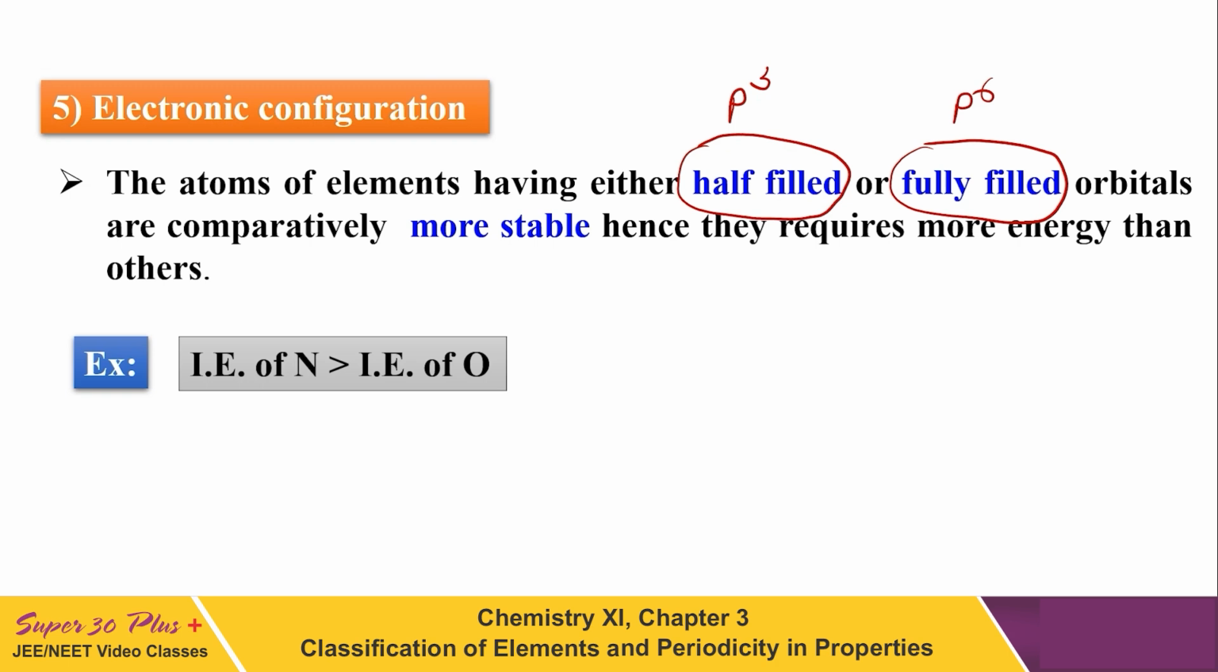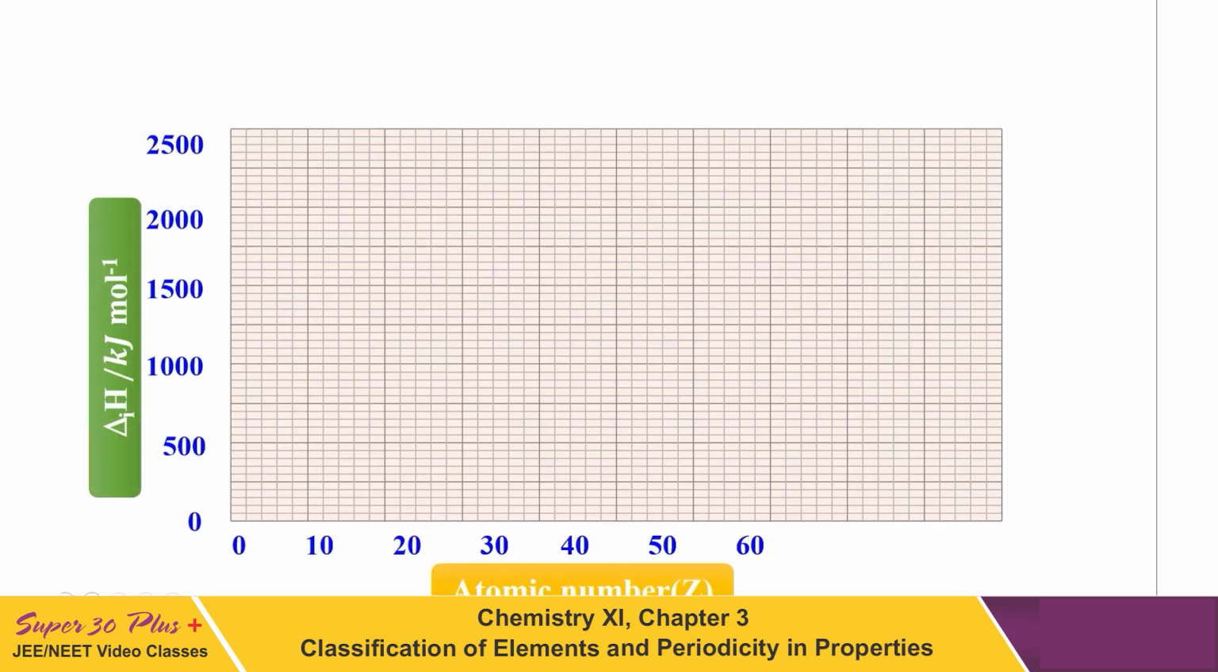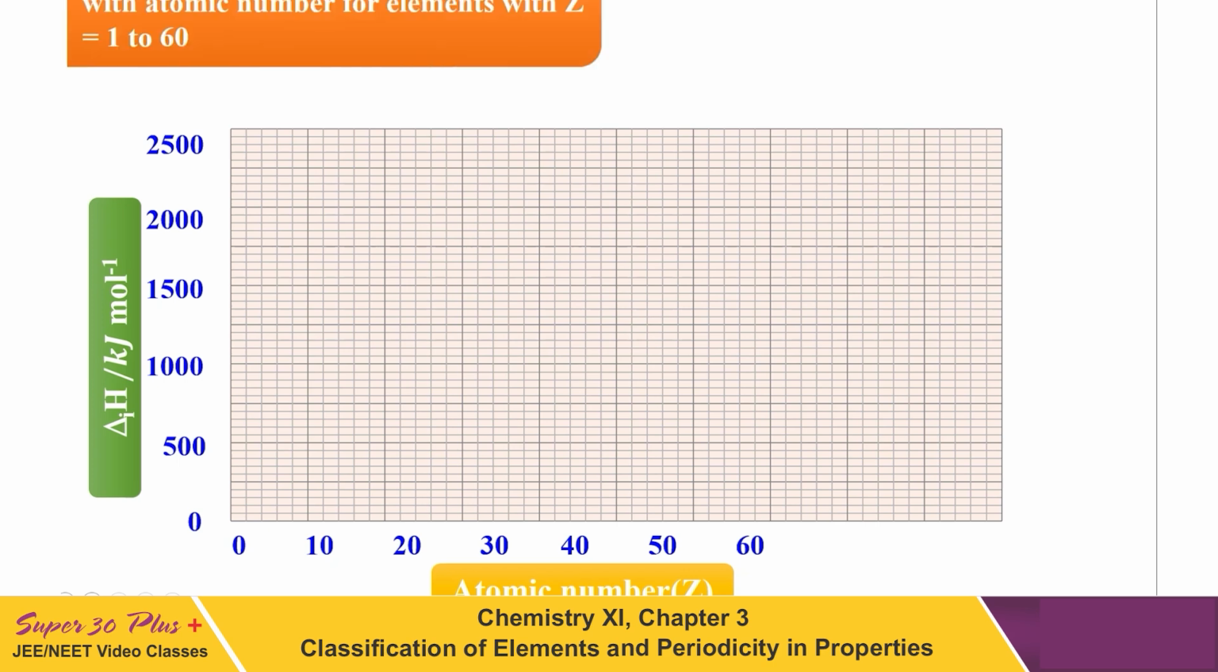So the IP of nitrogen is more than the IP of oxygen. Although the size of oxygen is smaller than nitrogen, still the IP of nitrogen is more than oxygen just because of the p3 configuration of nitrogen, while in oxygen the configuration is p4. So again, remember that it is difficult to remove an electron from the stable configurations. So this is the trend in the ionization potential.